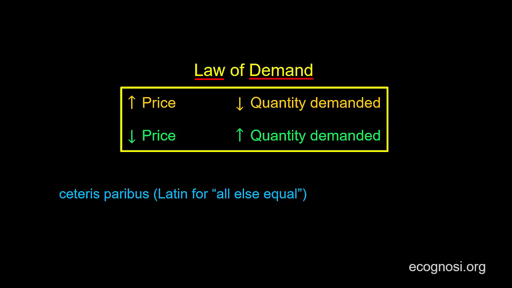Welcome back! In the previous video, we expressed the law of demand. The claim that other things equal, the quantity demanded of a good falls when the price of the good rises, or equivalently, the quantity demanded rises when the price falls. In this video, we'll take things further with an example.